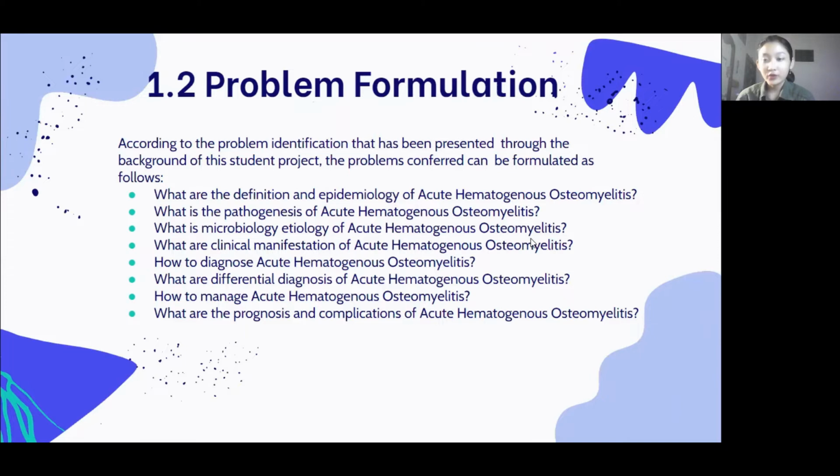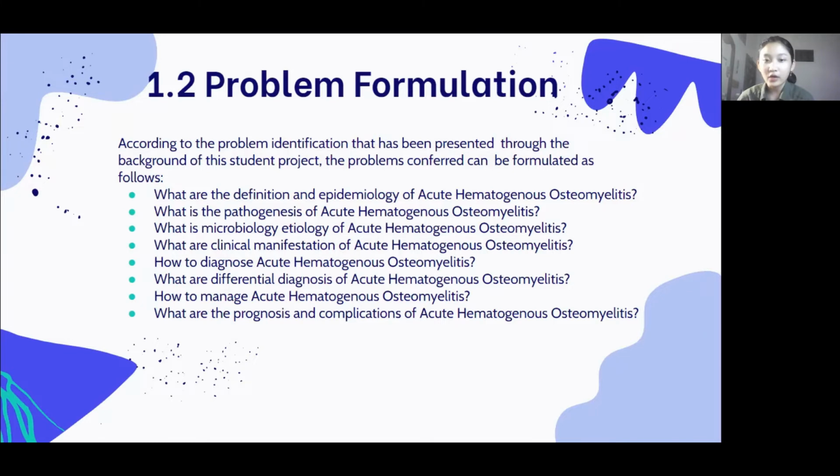And the problem formulation of our student project are: what are the definition and epidemiology of acute hematogenous osteomyelitis? What is the pathogenesis of acute hematogenous osteomyelitis? What is the microbiology, etiology of acute hematogenous osteomyelitis? What are the clinical manifestations of acute hematogenous osteomyelitis?